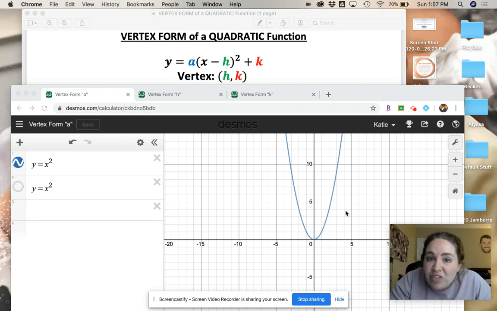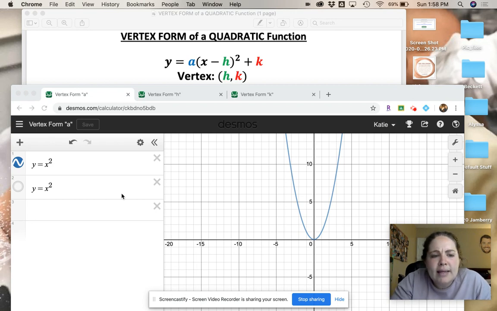So if we have the equation, we can easily find the vertex, and if we have the vertex, we can easily write the equation. So it's really easy to use the form both ways. All right, so let's first look at what happens when I look at that a value. What exactly does that control in my parabola?